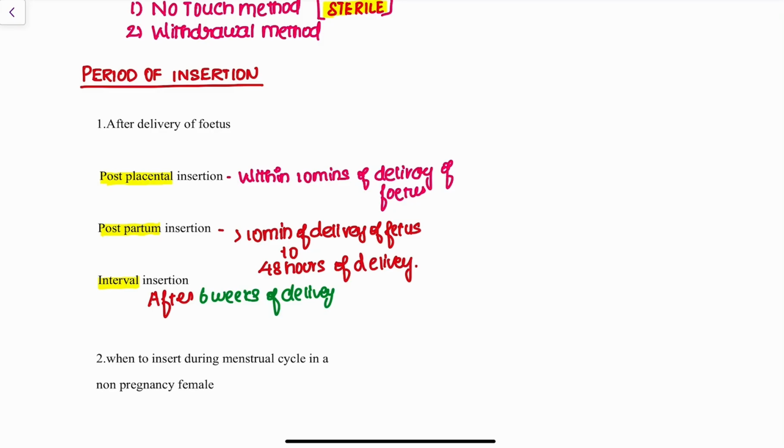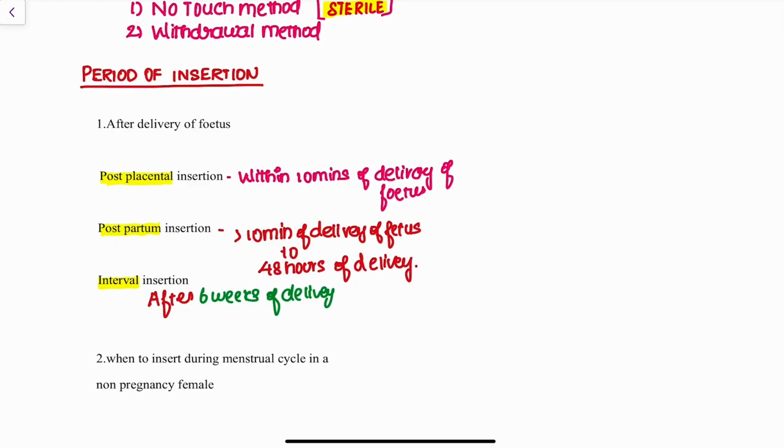What do you mean by post-placental, postpartum, and interval insertion? Post-placental insertion is when you introduce this intrauterine device inside the uterine cavity of the female within 10 minutes of delivery of the fetus. So immediately after delivering the fetus, within 10 minutes of delivery, if you introduce this intrauterine device inside the uterine cavity, it is termed post-placental insertion. After the delivery of the fetus, you will eventually deliver the placenta as well, right? So within 10 minutes of delivery of the fetus, if you insert the device, it is called post-placental insertion. And what about the postpartum insertion?